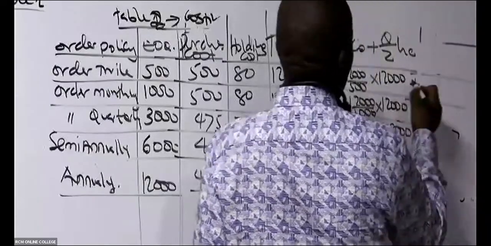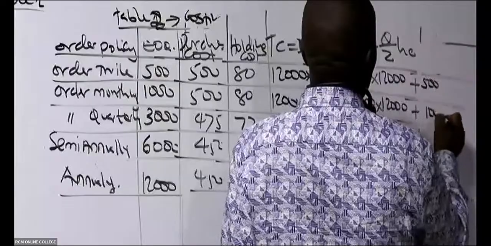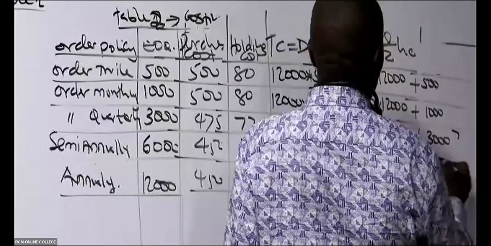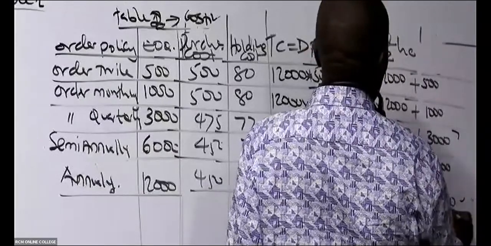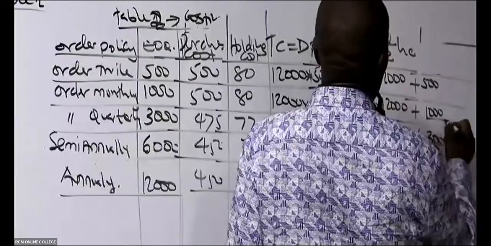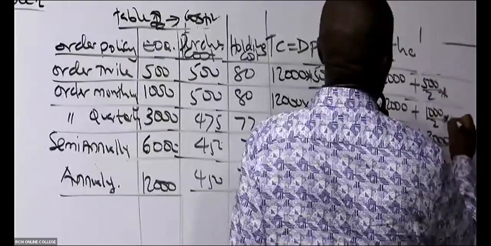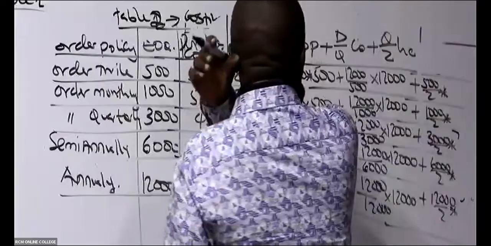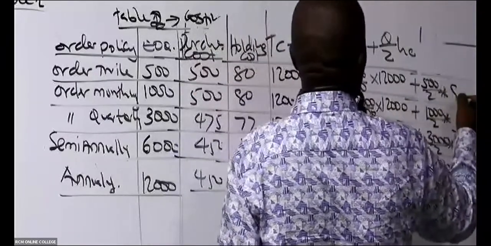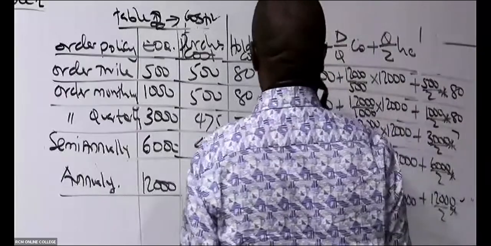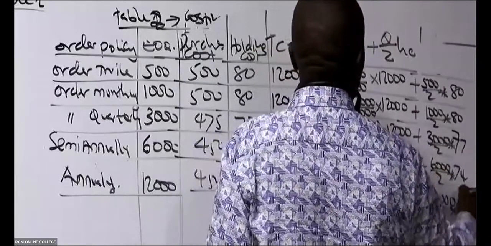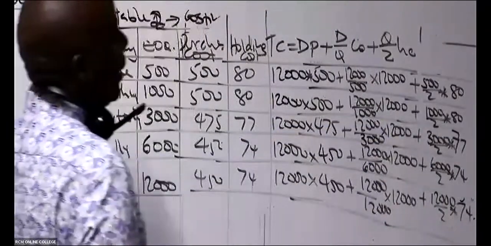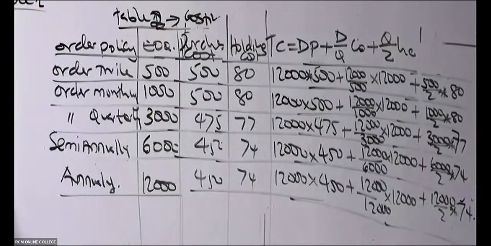So the Q's are here. So times HC. So what do we have here as our holding cost? 80. Yeah, 77. 74. So please move slowly and give me the total cost for each one of them.